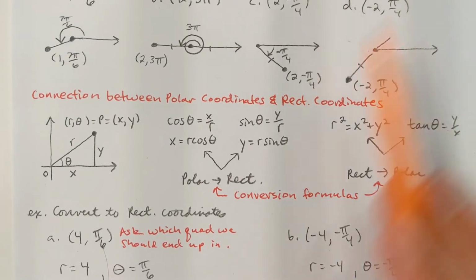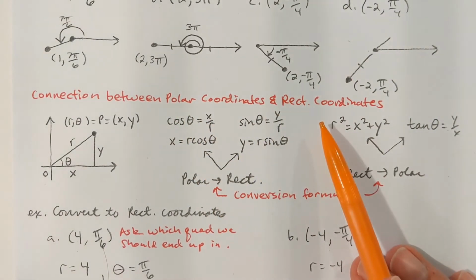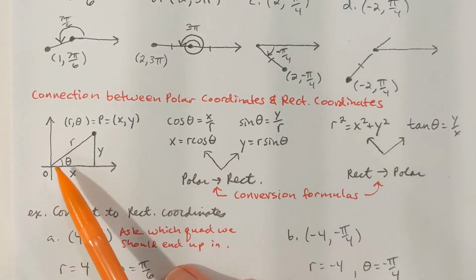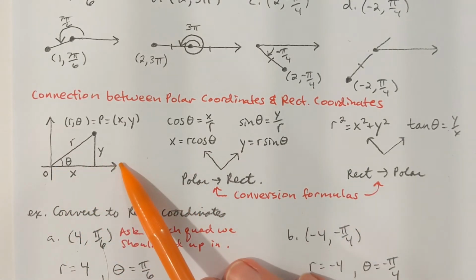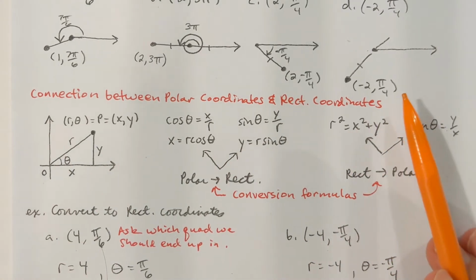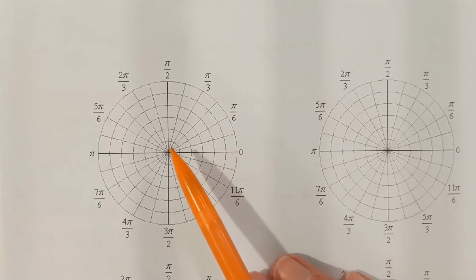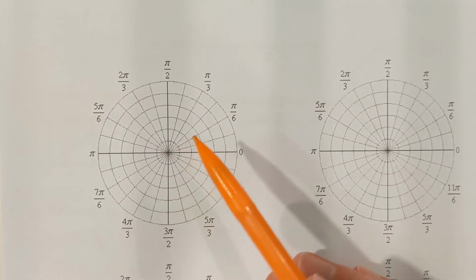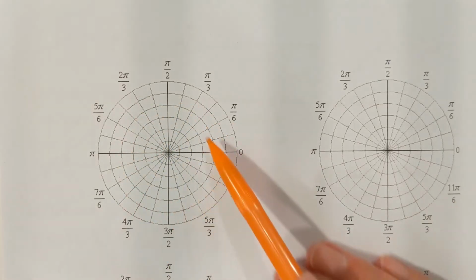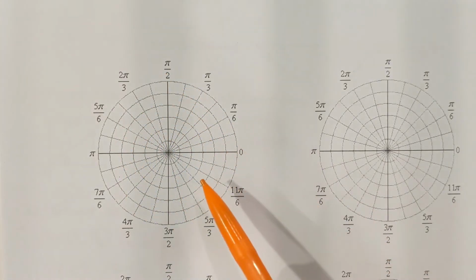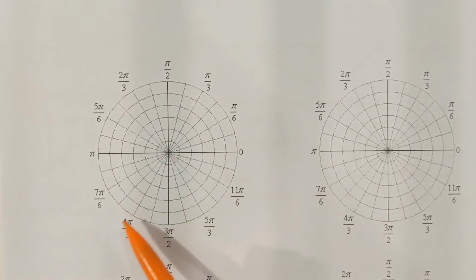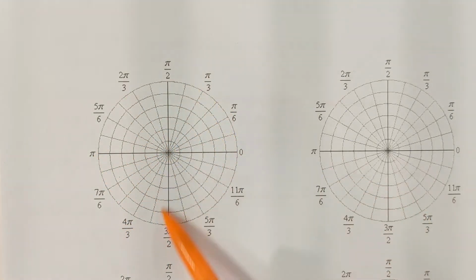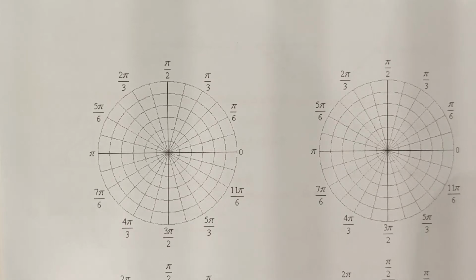Okay, so here's the connection between polar coordinates and rectangular coordinates. Of course, in rectangular coordinates, I've got the x and y axes. One big difference with polar coordinates compared to rectangular coordinates is that in rectangular coordinates, you have the x and y axes. In polar coordinates, you've got infinitely many axes, all kind of shooting out from the pole there.